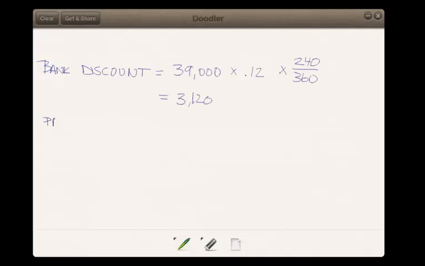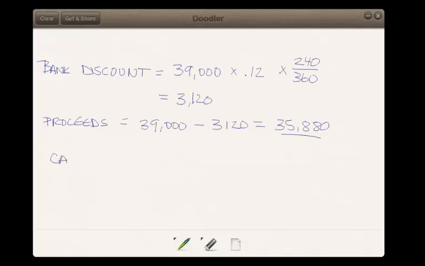Now let's calculate the proceeds. Proceeds is equal to the maturity value minus the bank discount that we just calculated, which equals $35,880. So this is the amount of cash that Jamie receives. So let's record this as a journal entry.